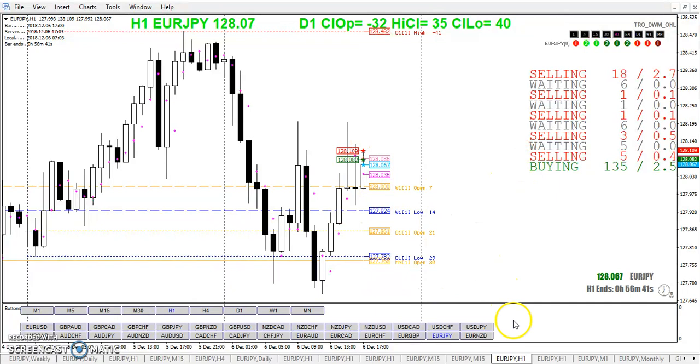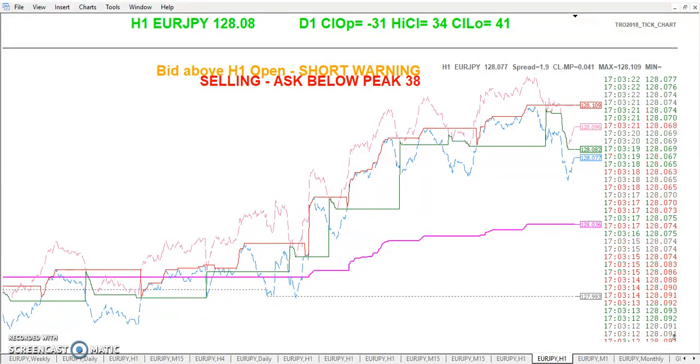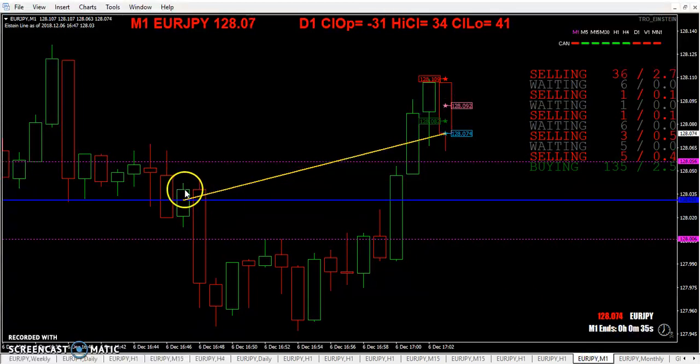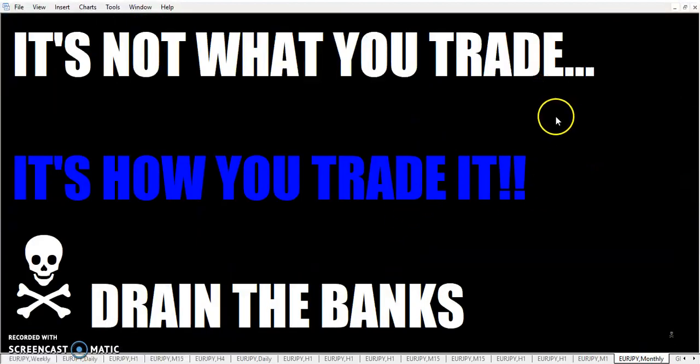Price action at the line. You can see we're going up on the tick chart. Einstein line, once again, just take a few pips, be happy. So that's it, fellow traders. I guess you don't want to be on the outside, you want to be on the inside. And as always, it's not what you trade, it's how you trade it. So get out there and drain the banks.